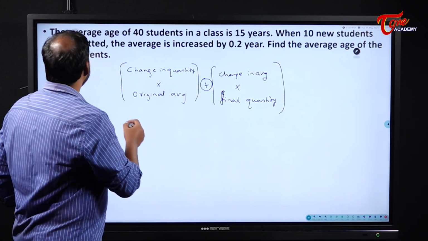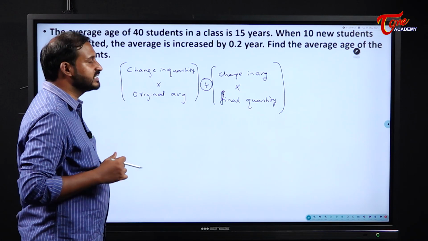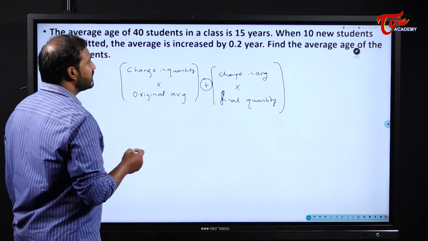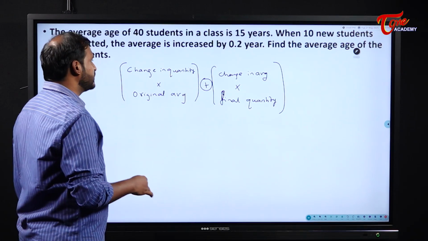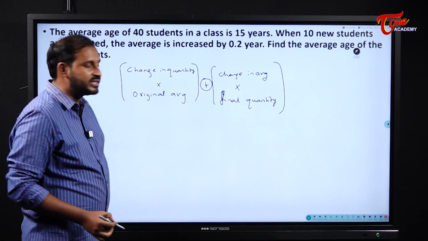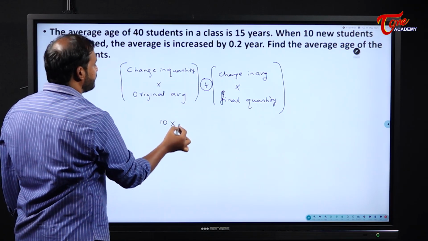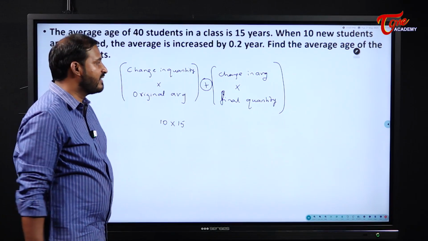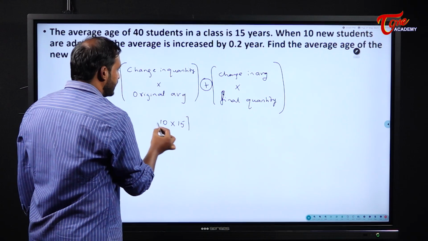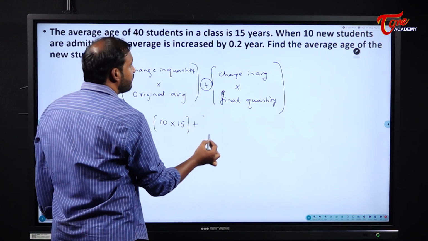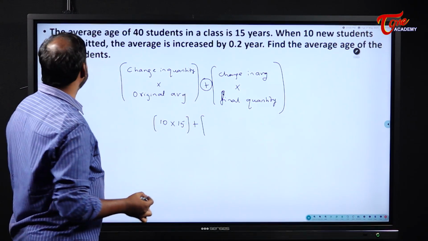Okay, now see here, the average age of 40 students in the class is 15 years. That means the original average is 15. 10 new students were added. What is the change in quantity in this case? 10 new students were added. The original average is 15. So 10 into 15 plus, what is the change in average when 10 new students were admitted?